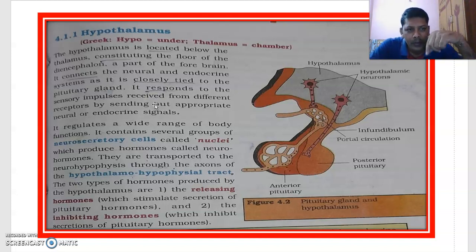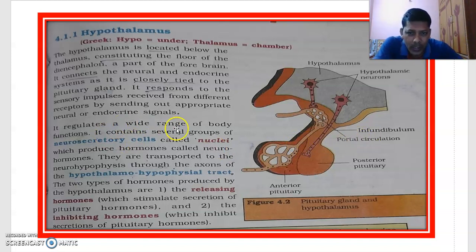We have different types of receptors. We have receptors in our skin, we have receptors in all sense organs, and not only in the sense organs, we have internal receptors, and visual organs also have receptors. These receptors receive impulses. The hypothalamus responds to the sensory impulses received from different receptors by sending appropriate neural or endocrine signals. It may send a neural signal, or it may send endocrine signals, that means it may release some chemical hormones.